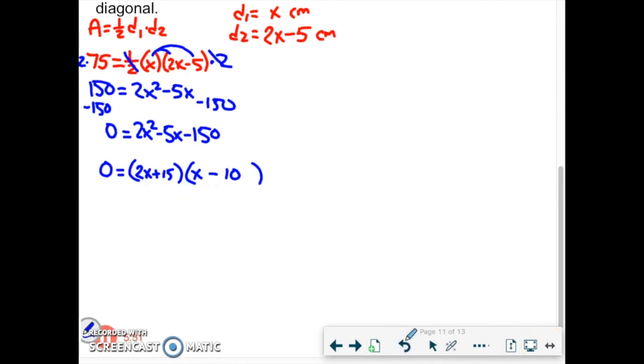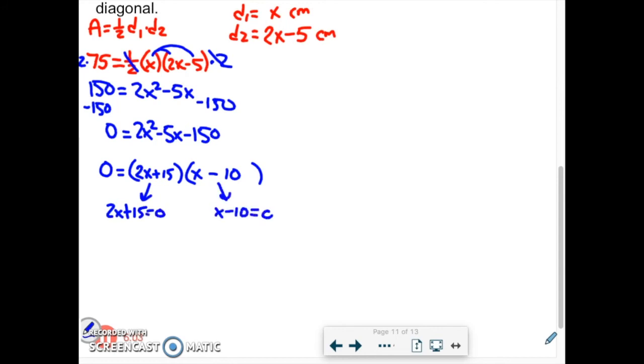Again, if you couldn't figure that out, or if you'd rather use the quadratic formula, you're certainly welcome to do that. This gives us two possible answers. One where 2x plus 15 is 0, and one where x minus 10 is 0. Again, that's why we set one side equal to 0 when we do this. The solution on the left here, I would have to subtract 15 over. So now I have a negative. So this answer is -15/2, or -7.5.